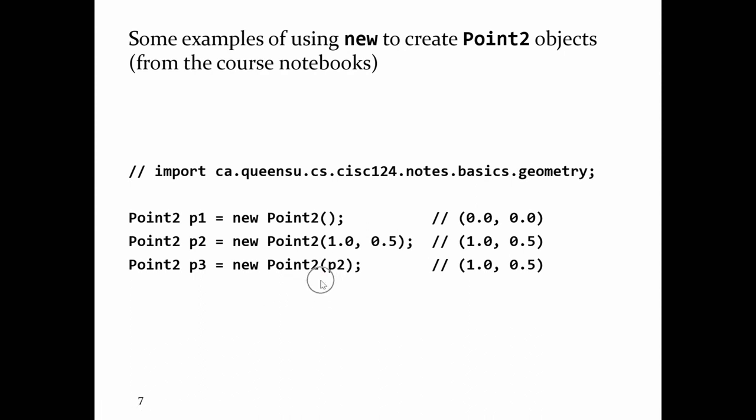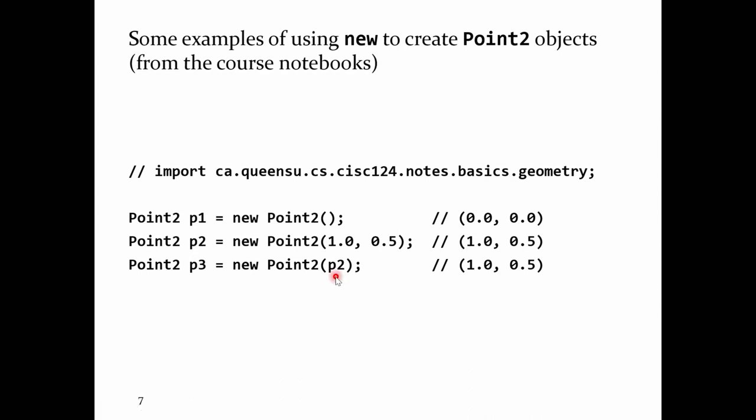The third one, right, there's a third constructor. So notice what the argument to the constructor call is. It's P2. So that third constructor's parameter is another Point2 object. What this constructor does is it copies the state of the object that's referred to by P2.